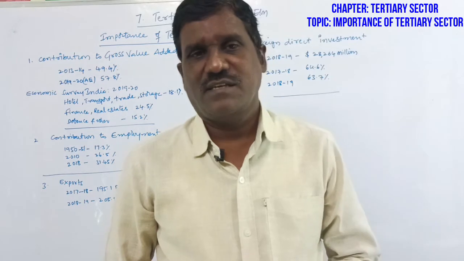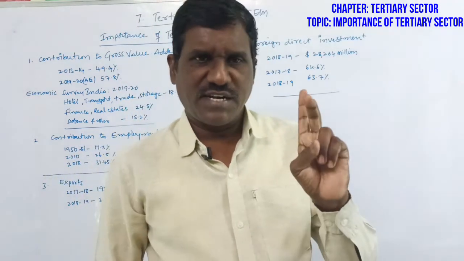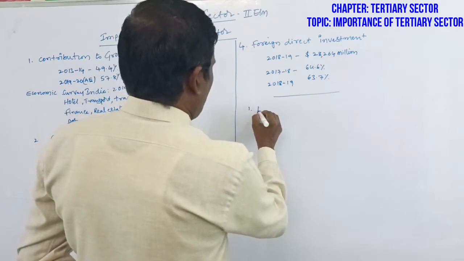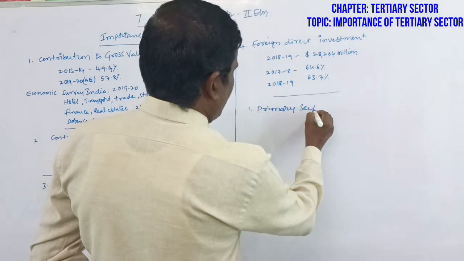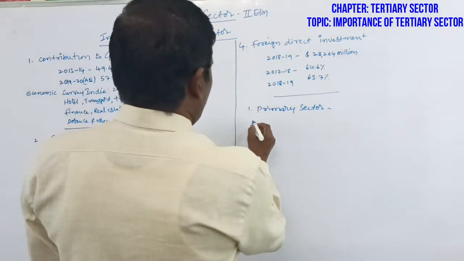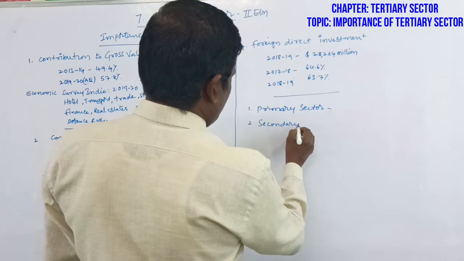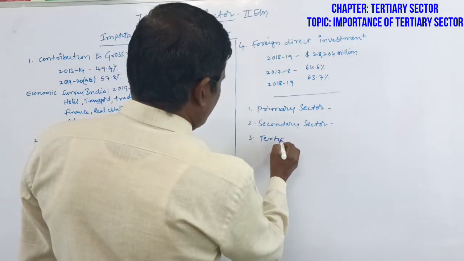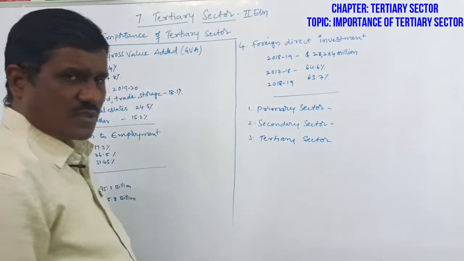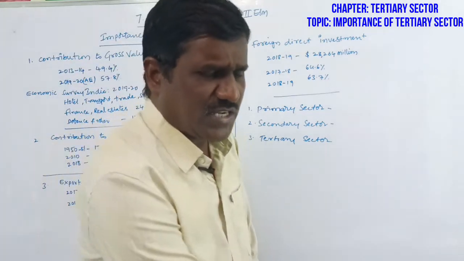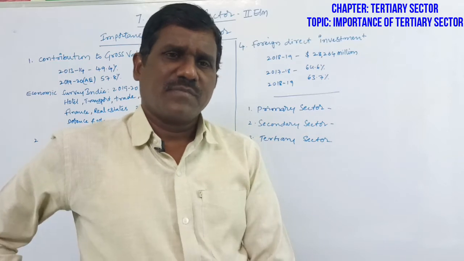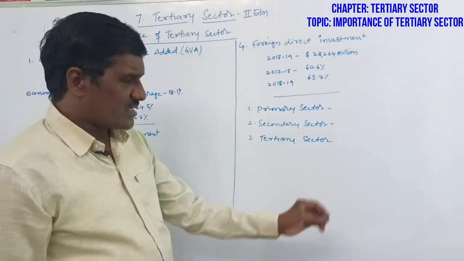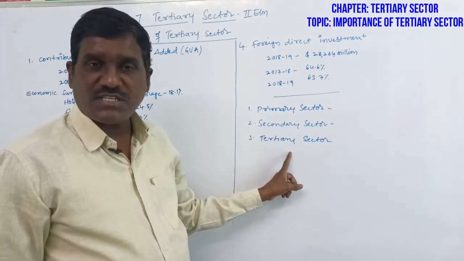Economy is divided into three sectors: primary sector, secondary sector, and tertiary sector. Any economy is divided into these three sectors. Once again, whether it is a developed or developing country, any country is divided into three categories, and these categories are sectors: primary sector, secondary sector, tertiary sector.